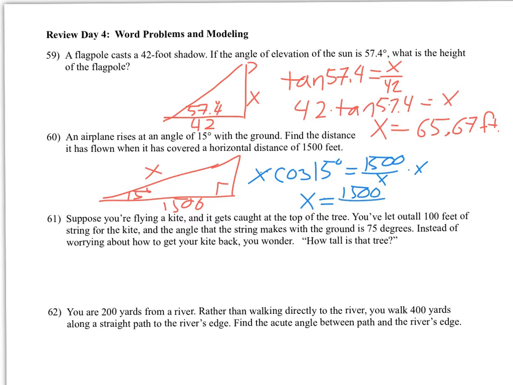1,500 over cosine of 15, which equals 1,552 feet.